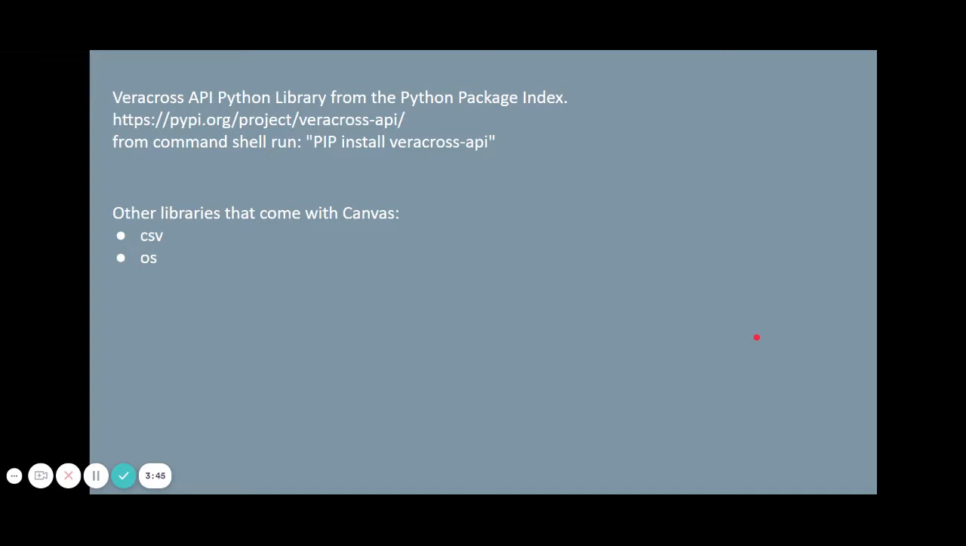So we've got to import some libraries. Now this Veracross API Python library is from the Python Package Index, and you can see the documentation at this URL. From the command line, you can just run pip install veracross-api, and magically, as with all things Python, it installs into your Python instance. Now, these two libraries, CSV and OS, are built in, so you're going to be able to import them at runtime.